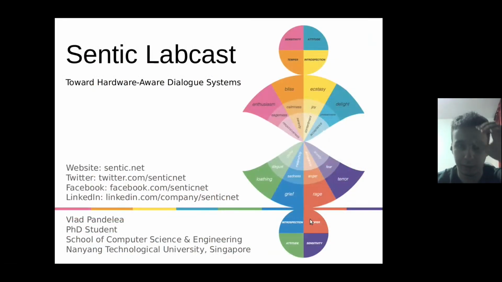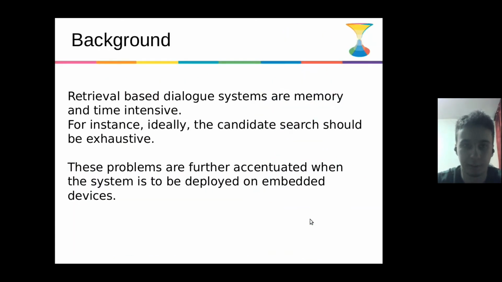In this talk, I will present the paper Toward Hardware-Aware Dialog Systems. So let me start off with some background.